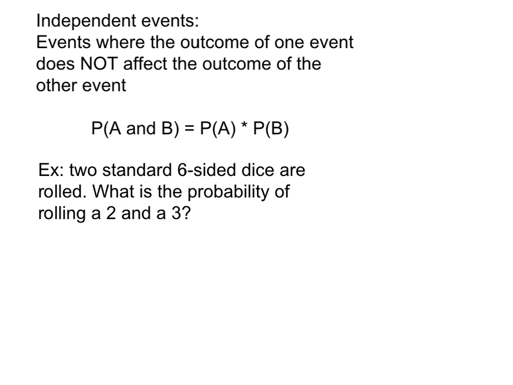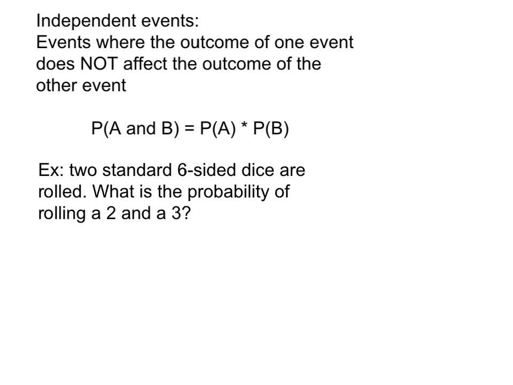Let's look at a quick example of independent events. Our example says we have two standard six-sided dice, and we roll them. We want to know the probability of rolling a 2 and a 3. Two of them are dice, one is a die. On each die you have one face with one dot, one face with two dots, one with three dots, four dots, five dots, six dots. It's standard to talk about dice with probability, because you have an equal chance of landing on any one side.